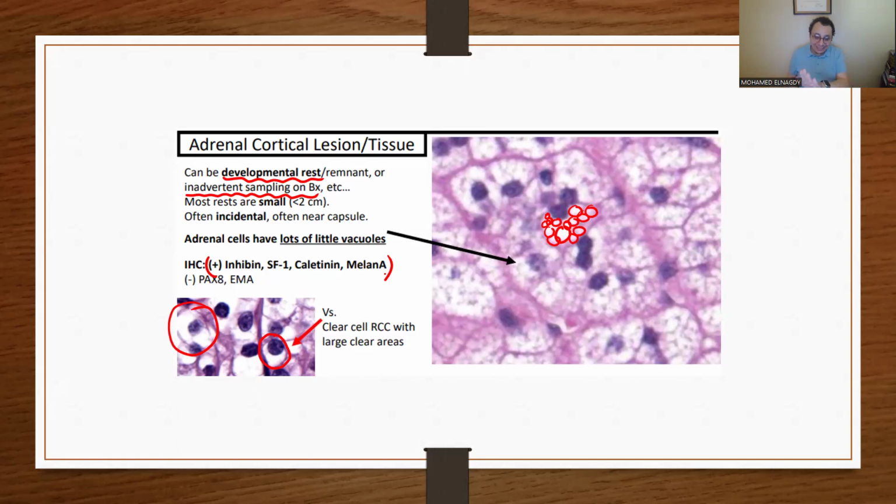That's adrenal tissue. That's not clear cell carcinoma. It's often incidental, and it's sometimes near the capsule of the kidney. Sometimes if it's ectopic adrenal, or what they call developmental adrenal rests, it's very small, less than 2 centimeter, and they call it a renal mass, and they start biopsying it, and you're not sure if this is a clear cell or it's not.